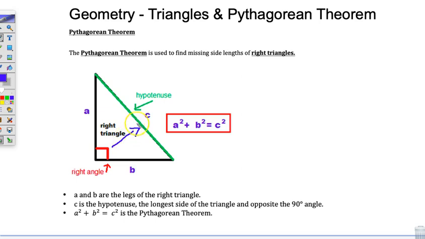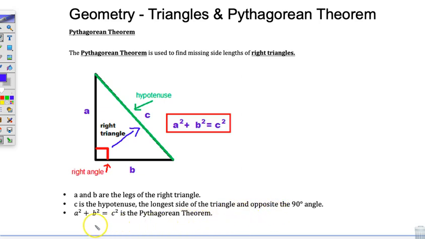But what is important is that you always know where side C is, and it's always directly across from that right angle. So right down here I gave you the 3 pointers. A and B are called the legs of the right triangle, while C is the hypotenuse. It is also the longest leg of the triangle, and it's always opposite the 90-degree angle.